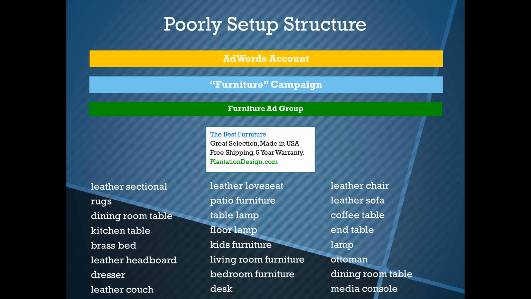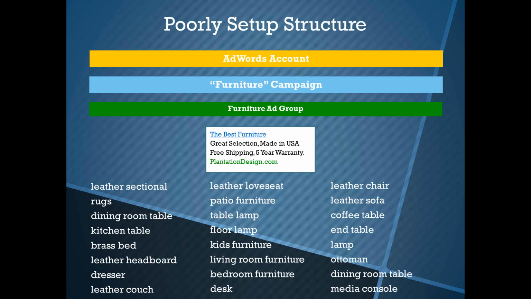Now the problem with this, as you see right here, if this is your keyword list at the bottom and this is the ad that you created, people who are searching for a floor lamp are going to see an ad that says the best furniture. People who are searching for rugs are going to see an ad that says the best furniture. What you see here is a very vague ad where people aren't very likely to click on this.